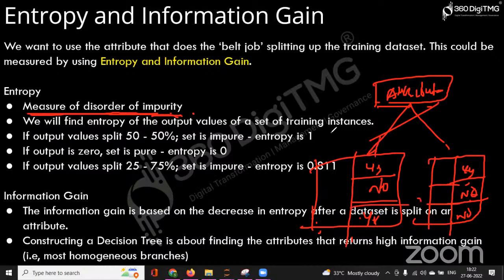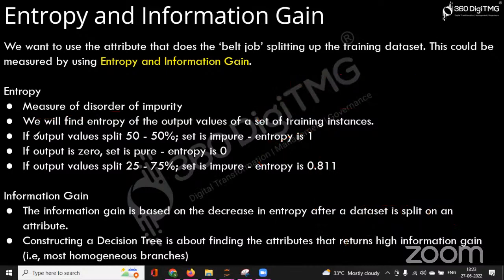If all are yes, in that case you are able to take a decision. If all are no, at least in that case you can take a decision. But if it is a mixture of both, you won't be able to take any decision. In that case, we can say we have an impurity. Entropy itself is a measure of impurity. How do we calculate the measure of impurity? We find the entropy of the output variable for a set of training instances.